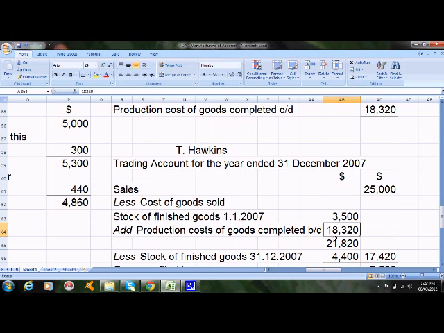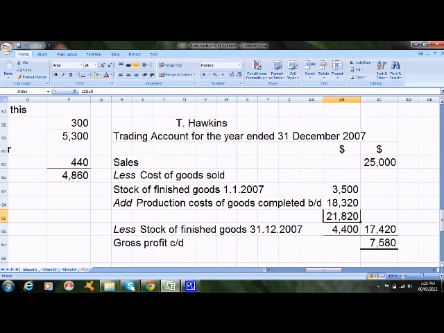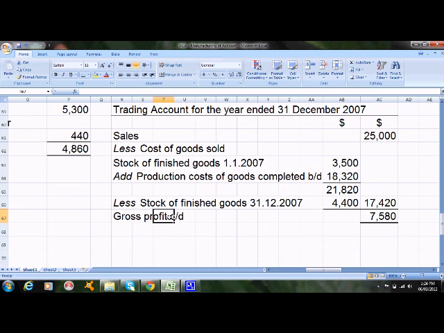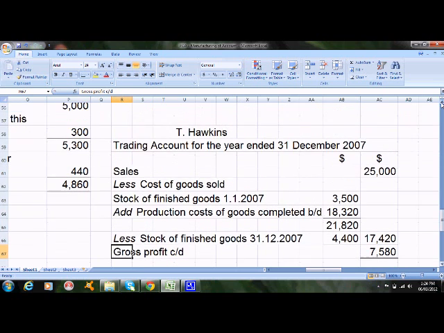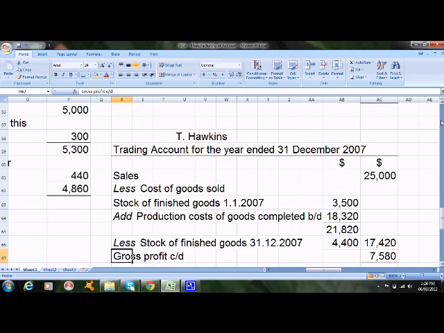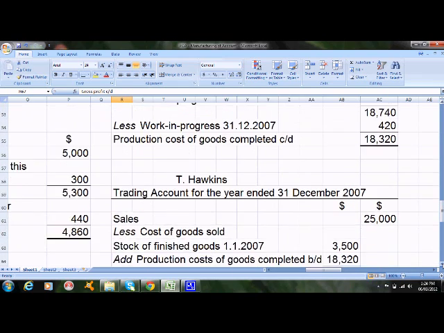Then you add both of them, you get a figure. It is called 21,820. This stock of finished goods will be called opening stock. Then we're going to list the stock of finished goods as at December 31, 2007, which is 4,400 as suggested in the scenario. Then you get 17,420, because this would be considered as cost of goods sold. Deduct 17,420 from 25,000, which will give us $7,580. So this will be called gross profit carried down. This is how a trading account is drawn up after you have drawn up the manufacturing account.